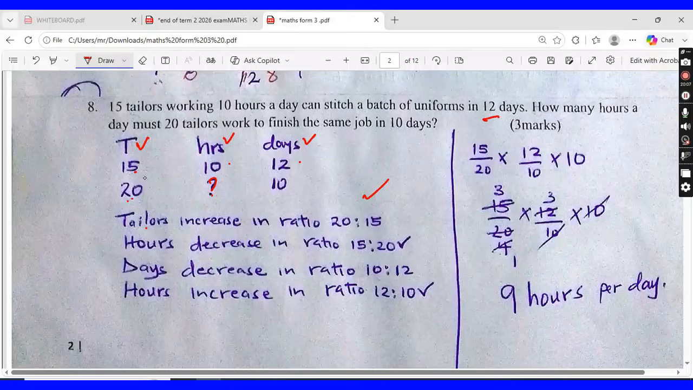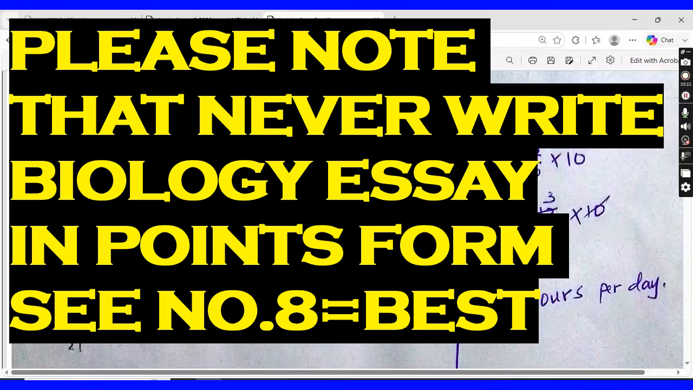Tailors increase, so you compare this and this. What has the tailors done? The tailors have increased. In which ratio? 20 to 15. Whenever you increase something, ukiweka 20 to 15 inamaanisha ni 20 over 15.